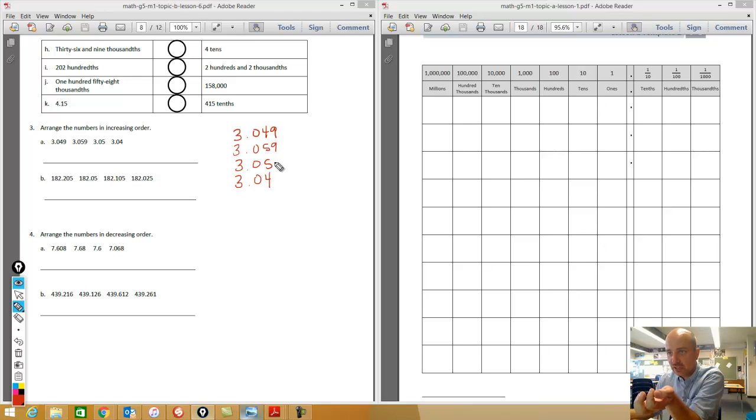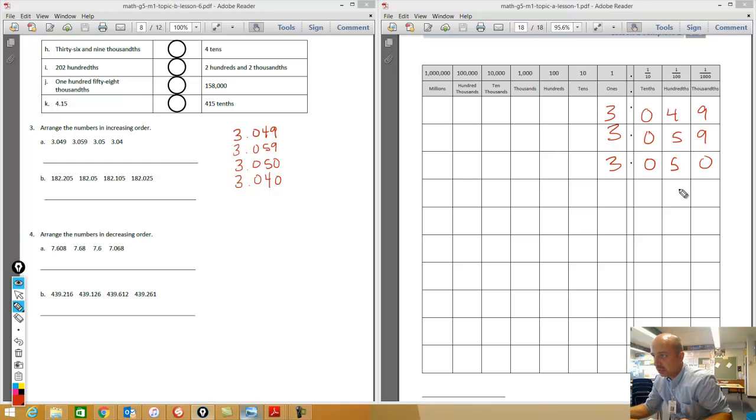Okay, these ones don't have anything on the end, so I'm going to go ahead and put zeros. I could just write those over here as well. 3, 0, 4, 9. If you have the place value chart handy and you want to do it this way, this is totally acceptable and also honestly very helpful.